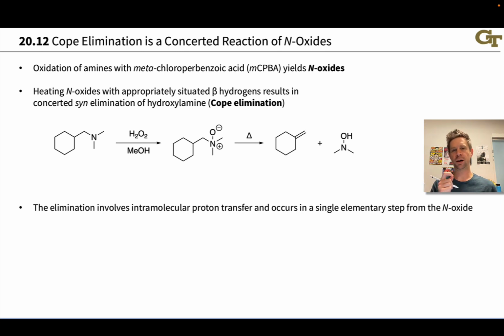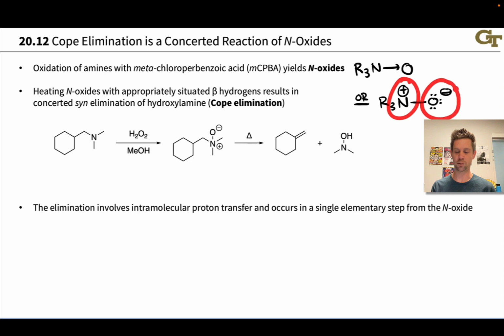Because both electrons in the N-O bond came from the nitrogen, you'll sometimes see N-oxides drawn in this dative bond form, emphasizing that this is a coordinate covalent bond with both electrons in the N-O bond coming from the Lewis basic nitrogen atom. I would say this is a little bit less common than the polar form with N plus and O minus, but this is another way you'll see it, and arguably it's a better representation in the sense that this bond is absolutely dative, with both electrons coming from the nitrogen and going to oxygen.